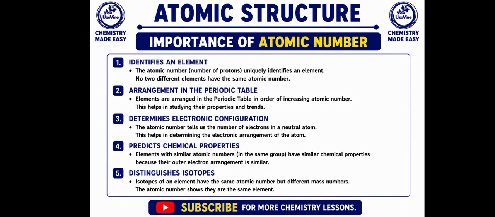Now let's look at the importance of atomic number. Number 1, we've said it identifies an element. No two different elements have the same atomic number. Number 2, elements are arranged in the periodic table in order of increasing atomic number, and this helps in studying their properties and trends. Number 3, it determines electronic configuration. Number 4, it predicts chemical properties. Number 5, it distinguishes isotopes.